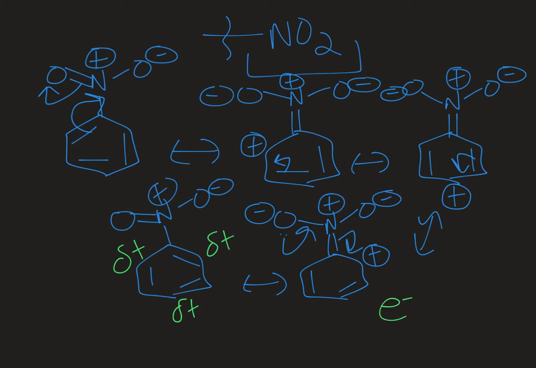So this particular ring is going to be electron deficient. We can see that in the resonance structures, this group is pulling electron density out of the ring. It's circulating a positive charge around the ring, and the ring is going to be electron deficient.